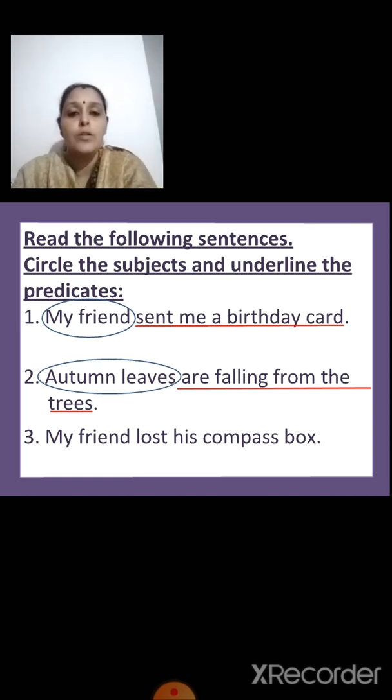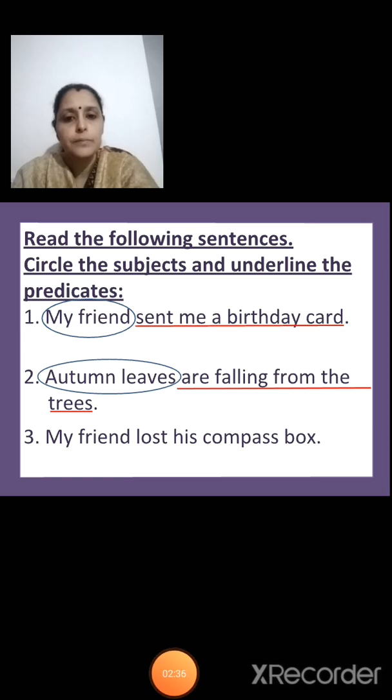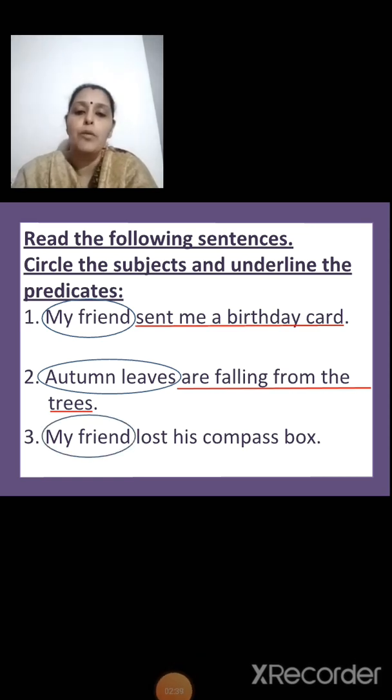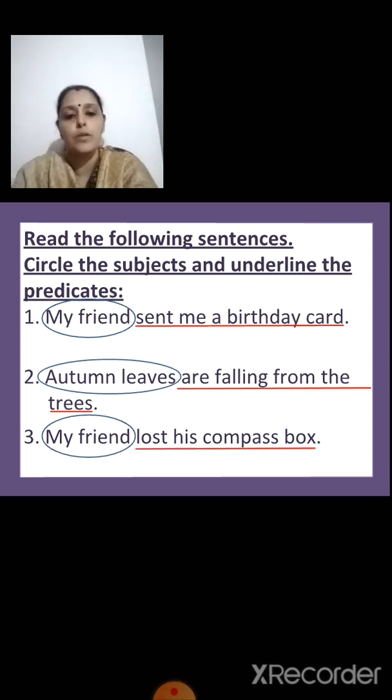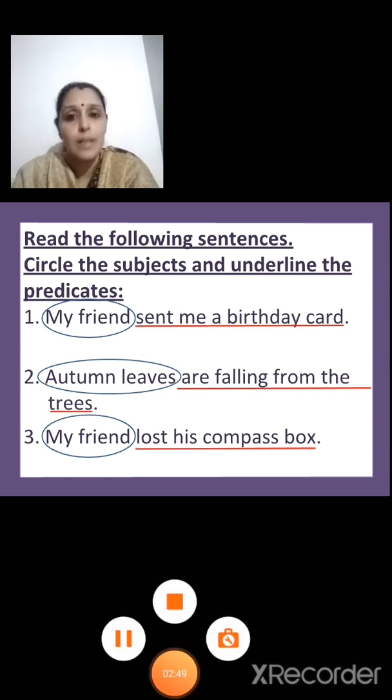My friend lost his compass box. So, whom are we talking about? We are talking about my friend. And what are we saying about him? Lost his compass box. Yes? So, my friend is a subject here. So, I'm going to circle my friend. And lost his compass box is the predicate. So, I'm going to underline lost his compass box. Yes? Understood, children? So, let us see some more examples now.